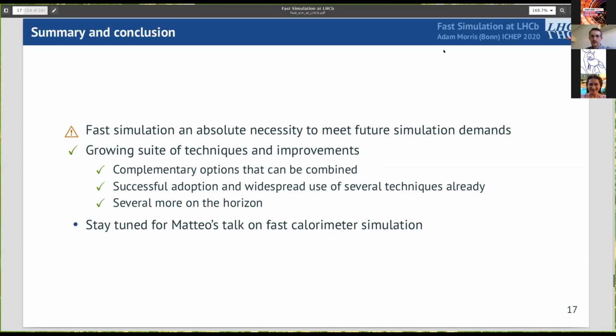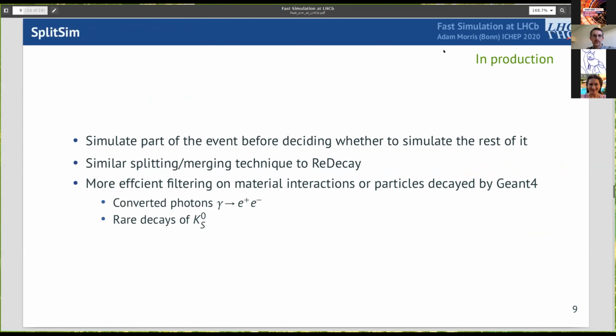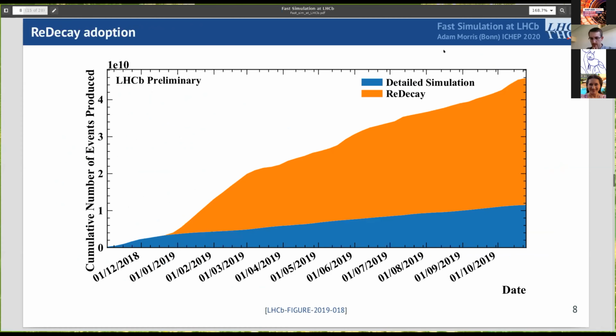Okay, thank you. I have one question, and I was impressed by your collaboration's uptake of the fast simulation technique. I mean, how do you get the word out to them that computing resources are scarce and they should consider a fast simulation?